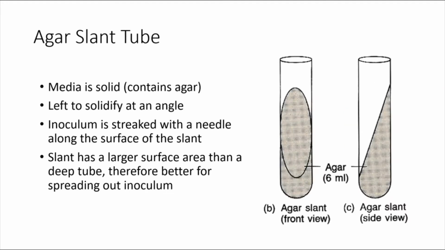The Agar slant tube is similar to the Agar deep tube. It is composed of solid media. However, this media, when it is heated and cooled, is left to cool and solidify at an angle. And so therefore, unlike the deep tube, this media is angled at a slant. The benefit of the slant tube is that the surface area of the slant is greater than in the deep tube. And so this is better for observing the growth pattern of an inoculum that can be spread out over the surface of the slant. And this is how you inoculate it. You use the needle to take a sample of bacteria and spread it back and forth over the surface of the slant.